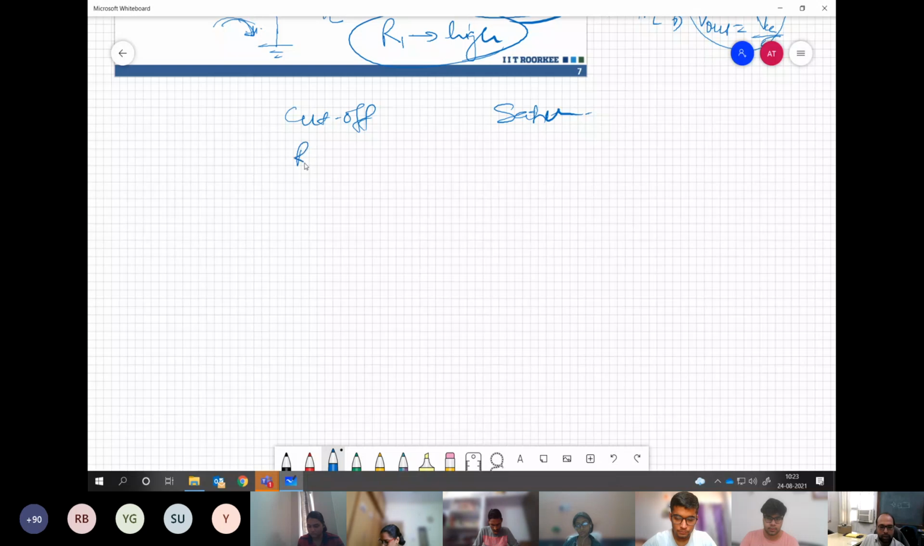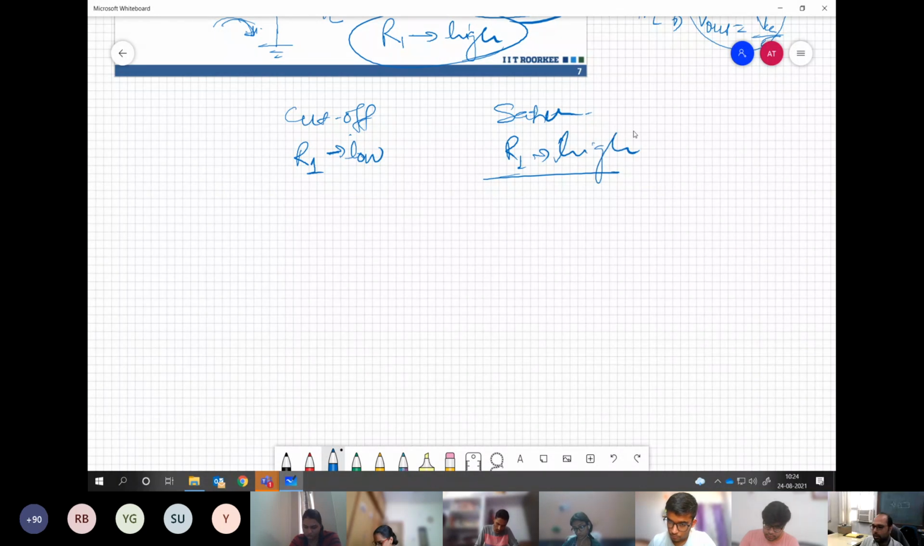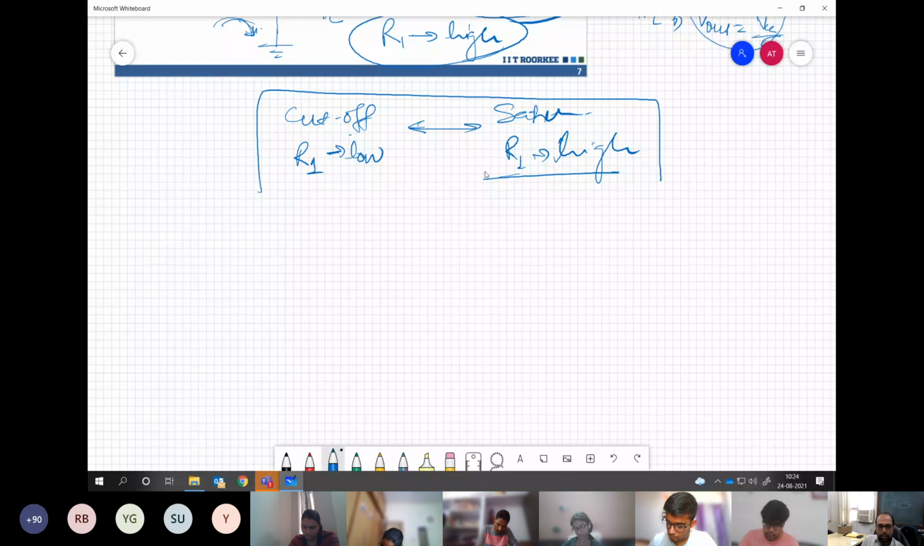So these two conditions, the cutoff mode and the saturation mode. The first condition is saying that R1 should be low for the proper circuit behavior. And here it is saying that R1 should be high. Correct? So how to manage between the two contradictory situations? Any suggestions? What can we do?